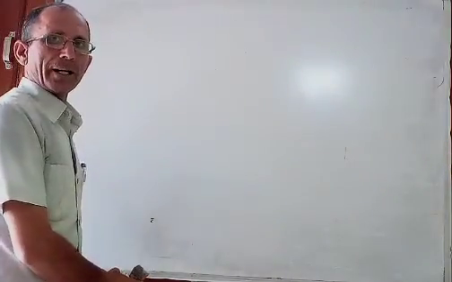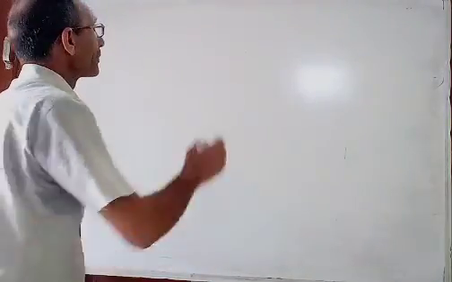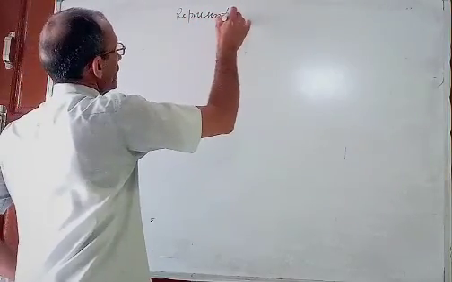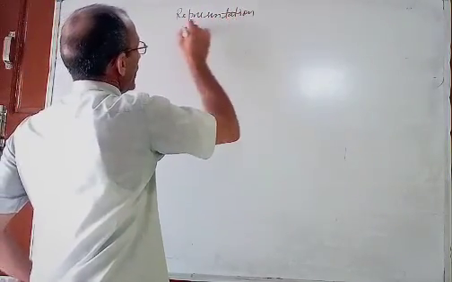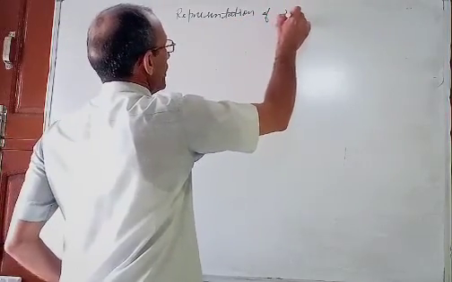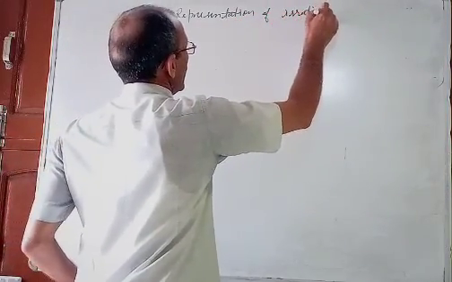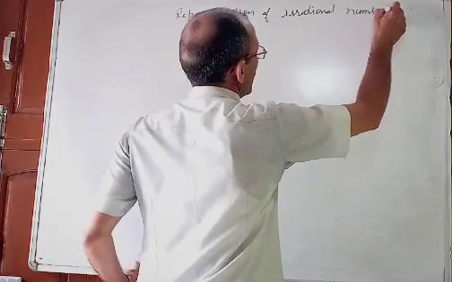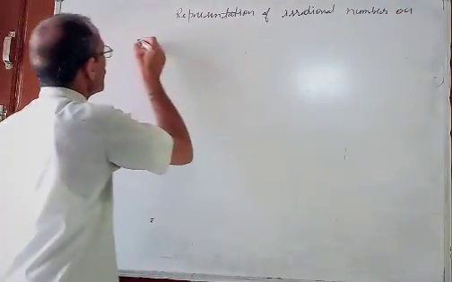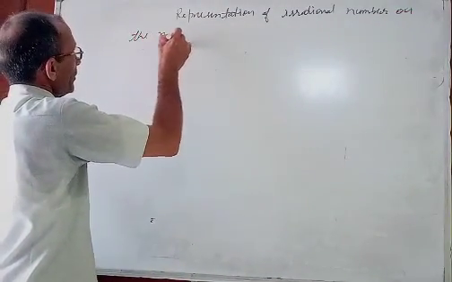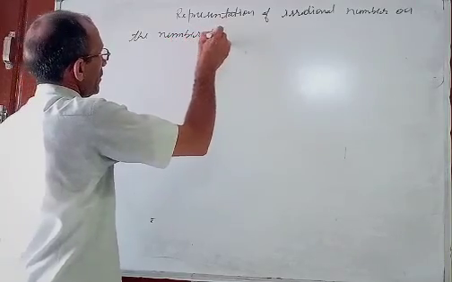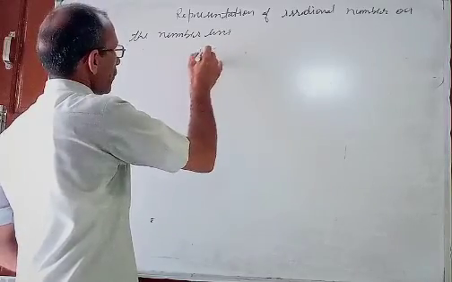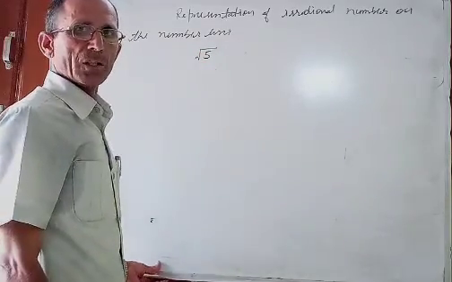To represent the irrational number on the number line. Representation of irrational number on the number line. So we have to represent root 5.